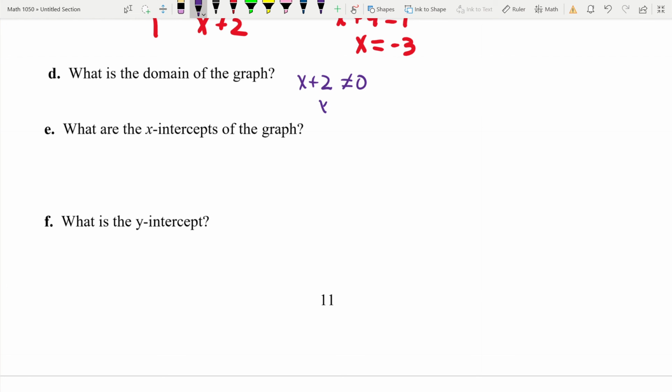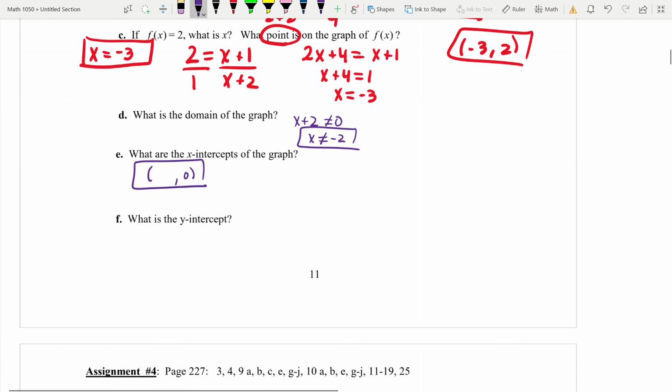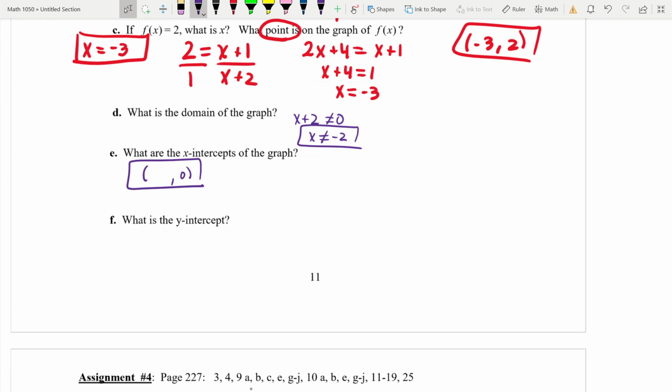So the 2 comes over. X cannot be equal to -2. You can literally write your answer like that because they didn't tell us how to. Okay, what are the x-intercepts? Set yourself up, guys. Look, to find an x-intercept, let y be 0. Set yourself up so you know how to write it properly. Go into the equation and let your f of x be a 0. So you have 0 equals x plus 1 over x plus 2.